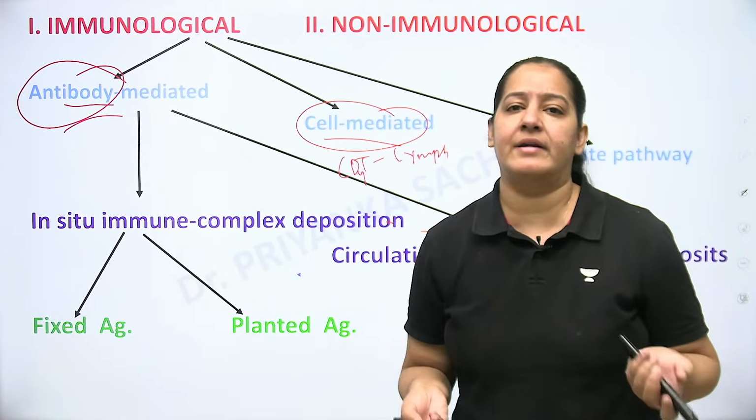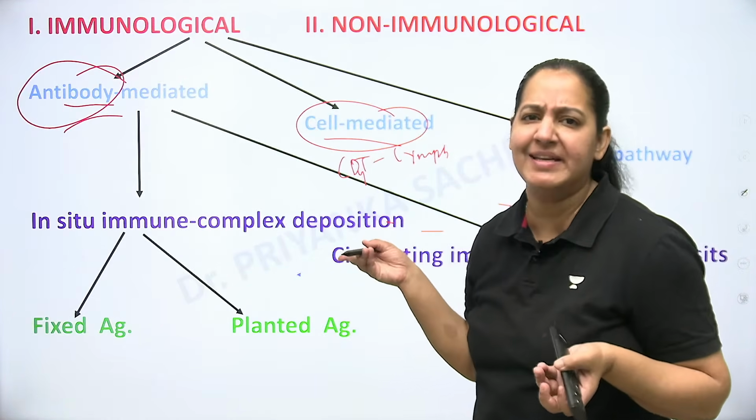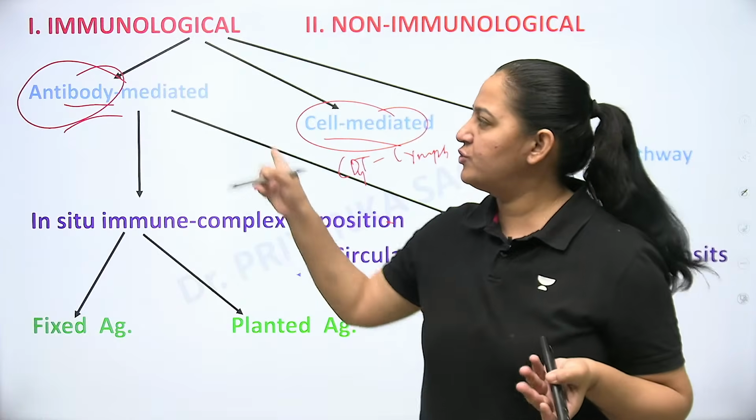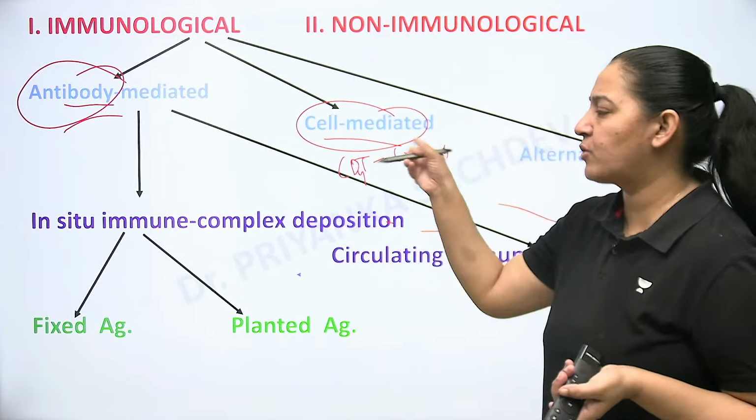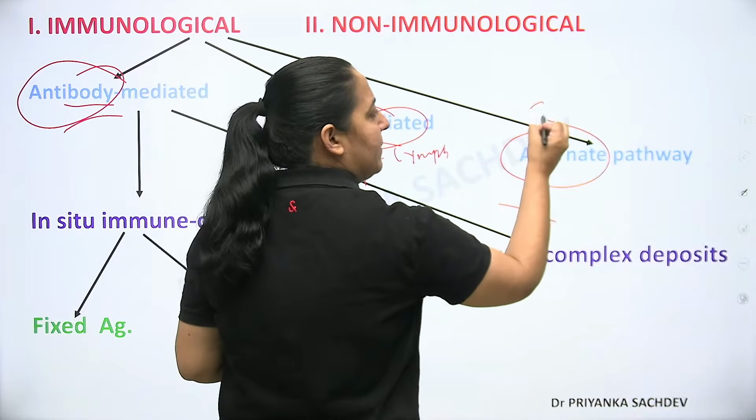So injury कौन कर रहा है? Injury antibody कर रहा है कि injury cell कर रहा है? Cell में कौन सा cell? Killer T cell, that is CD4 T cell. So either the injury is caused by antibody or the injury is caused by CD4 T lymphocytes. Or the third way, injury is caused by complement.